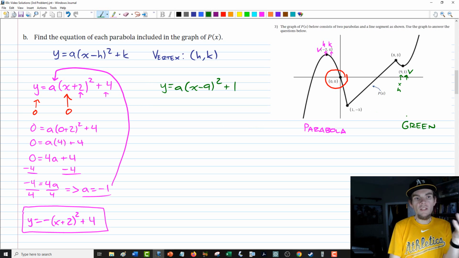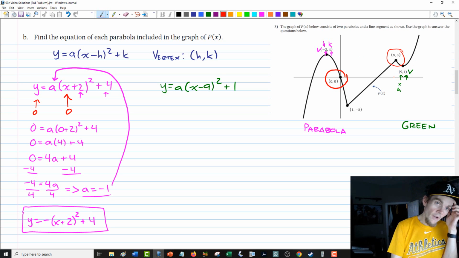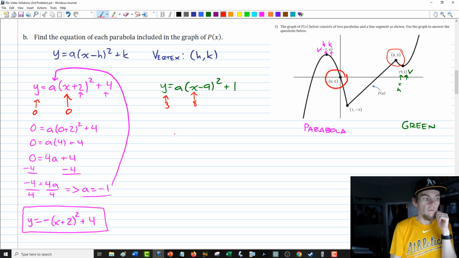Okay, so what's next? We're going to do the exact same thing on the green parabola. In this case, the only point we have to choose from is 8, 3. So basically, we're going to plug in 8 and 3 for x and y, respectively. So 8 is x, so we're going to put 8 in right there. And y was 3, so we're going to put 3 in right there.